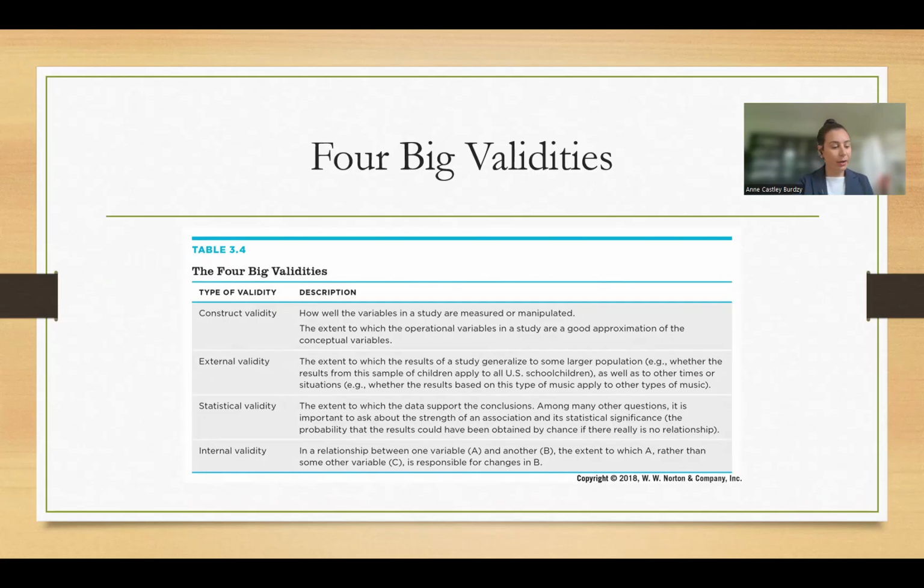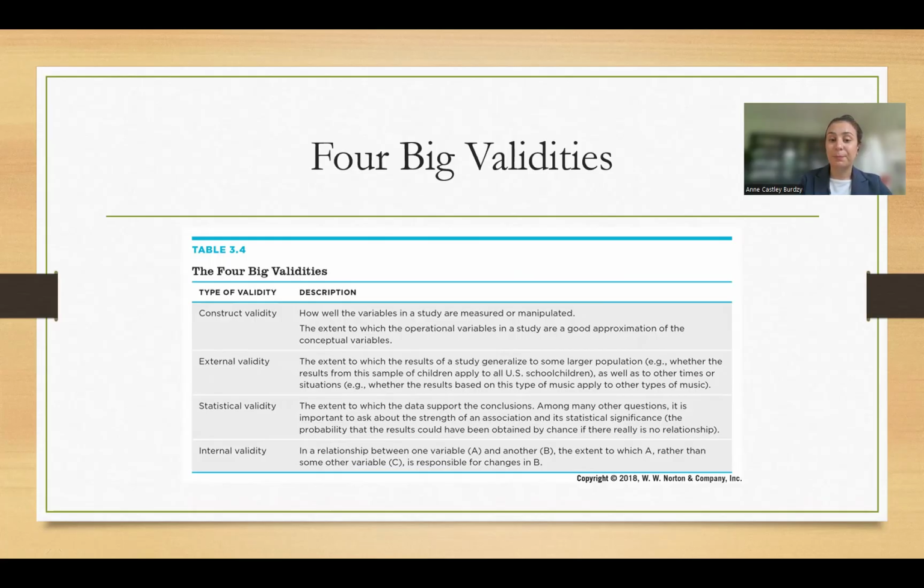So there are four big validities that I want to lay out today. They are listed here in a little chart for reference, and then I will unpack each of them further during this discussion. So the first one is construct validity, external validity, statistical validity, and internal validity. So construct validity is how well the variables in the study are measured or manipulated. So it's the extent to which the operational variables that you study are a good approximation of the conceptual variables. So this could include your testing measures or things like that.